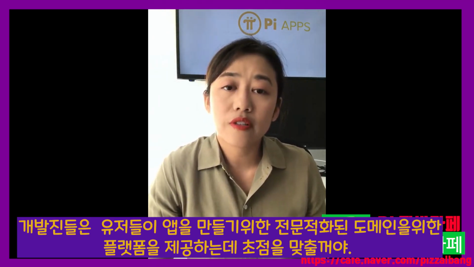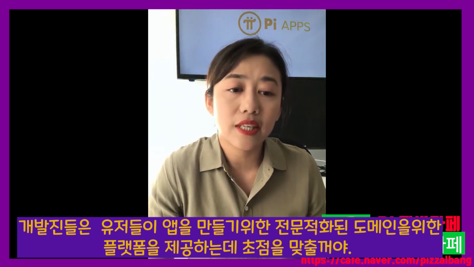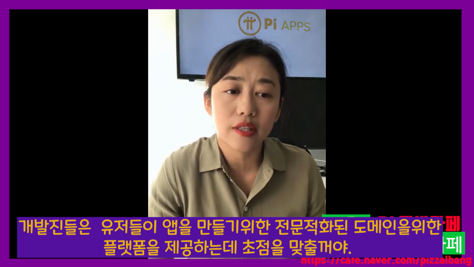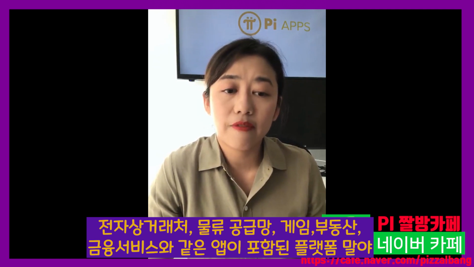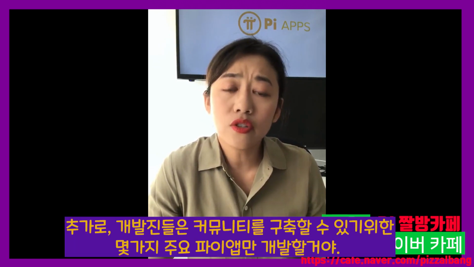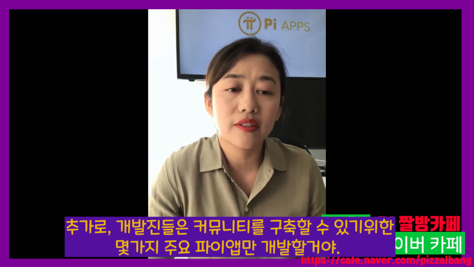Pi core team will focus on providing the platform to facilitate others who are more specialized in specific domains to build those apps, such as e-commerce, logistics, supply chains, gaming, real estate, and financial services. In addition to the platform, Pi core team will only develop a few key Pi apps that are closely tied to Pi's vision and community building.